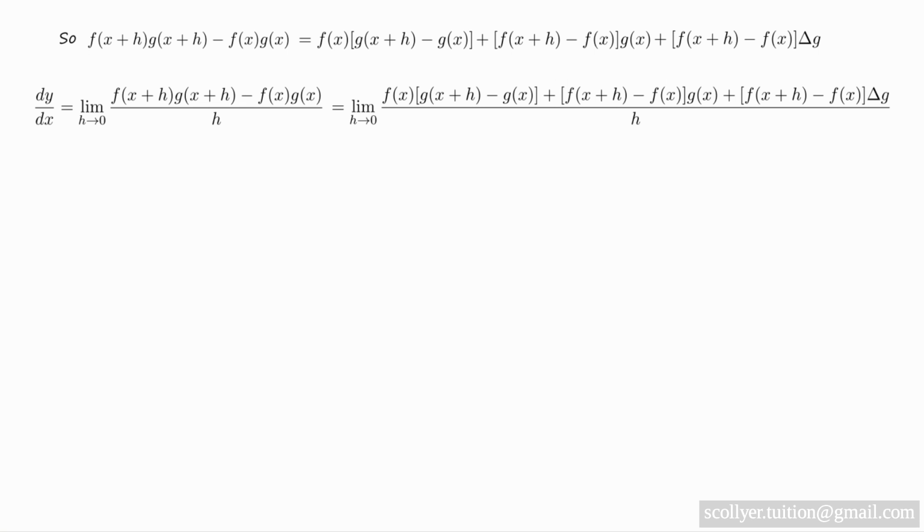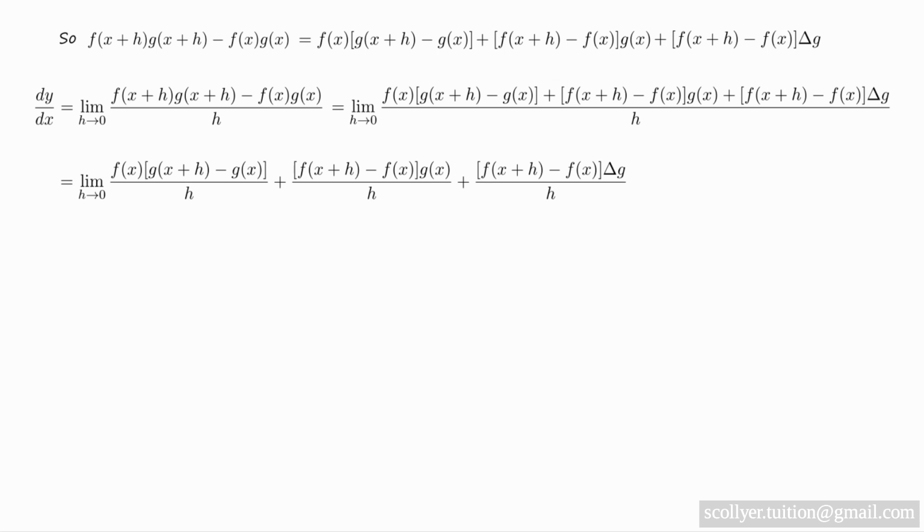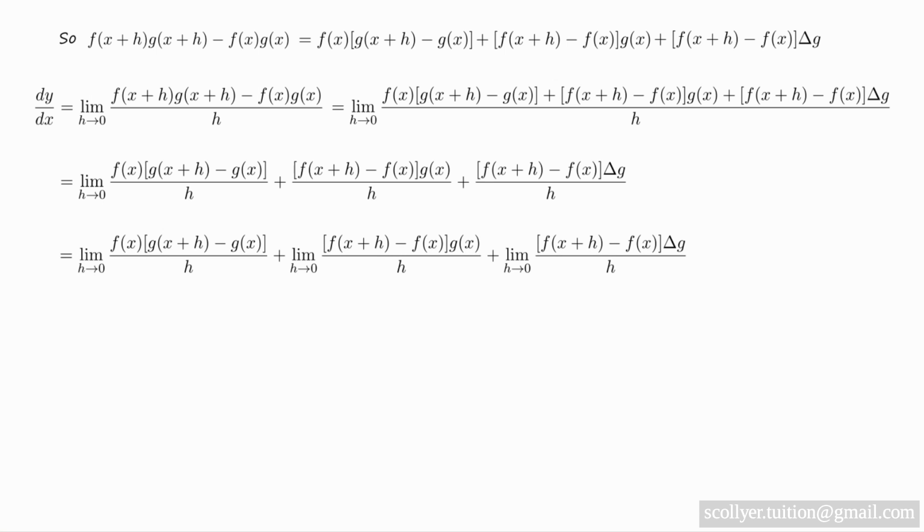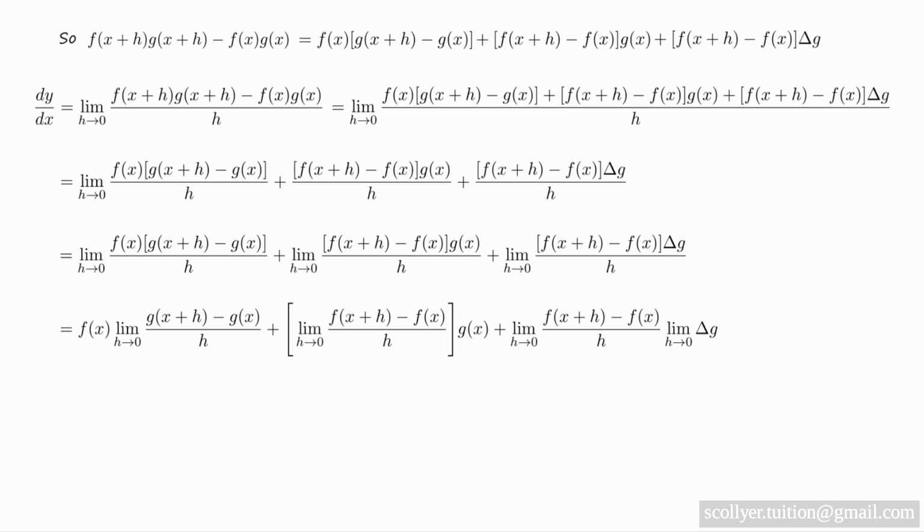And now we proceed algebraically. We split the complex numerator into 3 separate fractions, each with denominator h, and we turn the limit of a sum into the sum of limits. And on noting that neither f of x nor g of x depend on h, we pull them out from the limit, as seen in the first two terms of this sum.